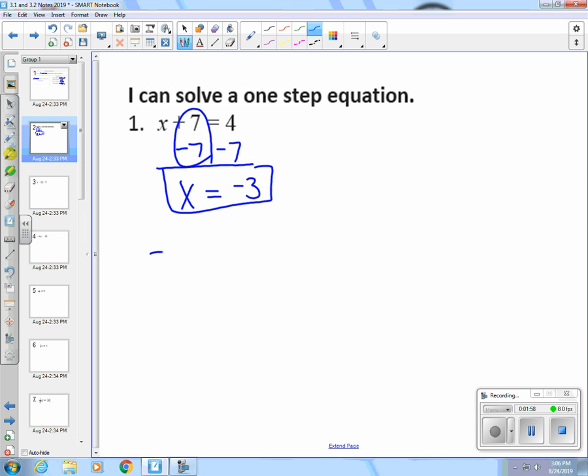You can check yourself to make sure that that works. You can substitute that -3 in for x. And -3 plus 7 does give you 4. 4 equals 4. True statement. You can check if you want to. I am not going to require that you do so.